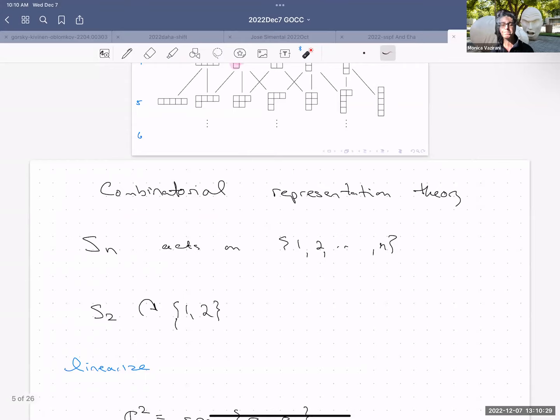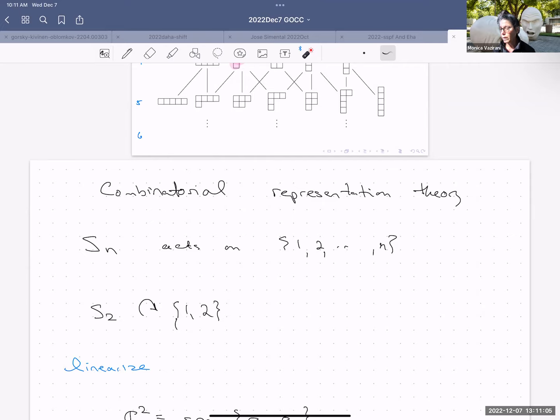Okay, so the symmetric group S sub n. What is it? It's the permutations of 1, 2, 3, 4, up to n. You can think of the permutations as a list, so you can say 1, 2, 3, or 3, 1, 2, or 3, 2, 1, and so on. Or if you've had some group theory, you can think of it as a group of bijections. It's not just that you have 3, 2, 1, it's a map that would send 1 to 3, 2 to 2, and 3 to 1.